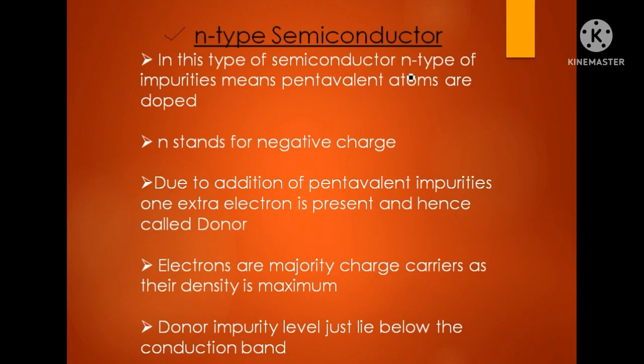So electrons are here the majority charge carriers as their density is maximum, because maximum electrons are present, and electrons contribute to the conductance. The donor impurity level just lies below the conduction band. So below the conduction band, the impurity level lies. From this donor band, the electron moves towards the conduction band. That is why electrons flow easily and the conductivity of the material increases.